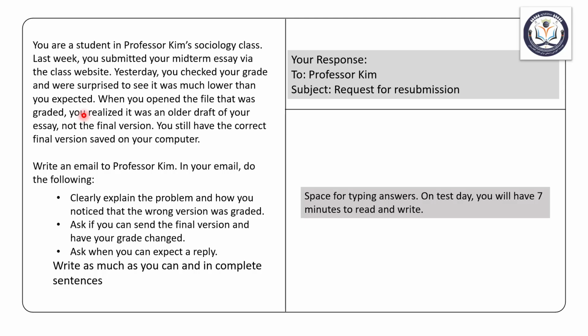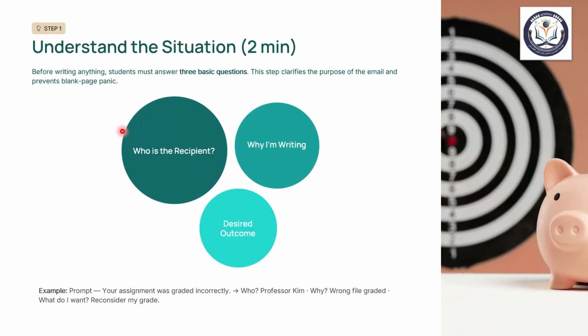What is the problem? The problem here is that the student has uploaded the wrong version of the file. The wrong version is submitted. So that's the problem. Now, what does the writer want to do? The writer wants to find out whether the professor allows him to regrade or change his grade and send the final version instead. So that's what he or she wants.